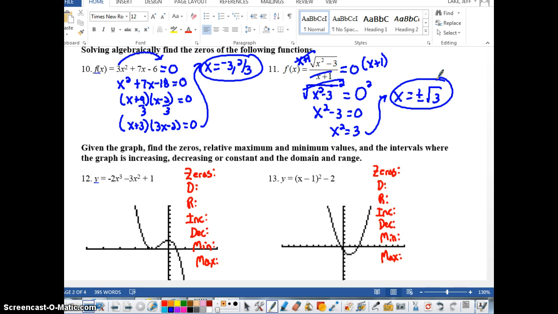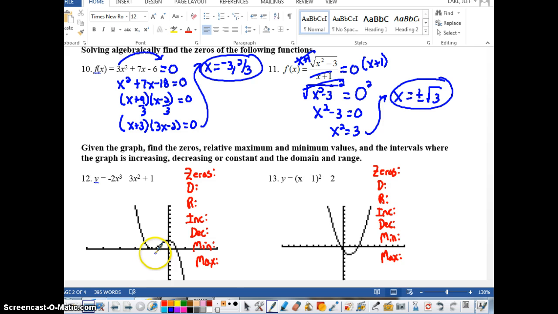All right, number 12 and 13, they're asking you to find the zeros, mins and maxes, where it's increasing and decreasing, and then domain and range. It also, in directions, talks about a constant. None of these have a constant, so I just left that out. All right, so zeros is where the x-intercepts are. It's exactly what we just did in number 10 and 11, but instead of doing it from the equation, we're now going to look at the graph.